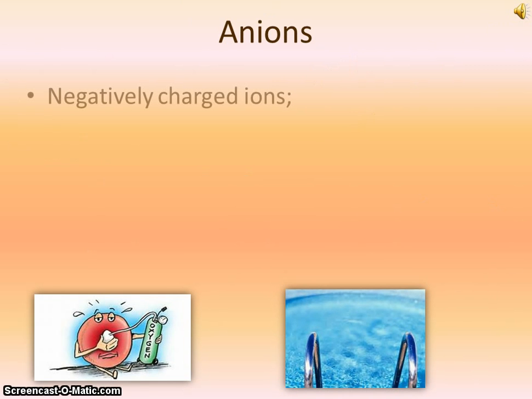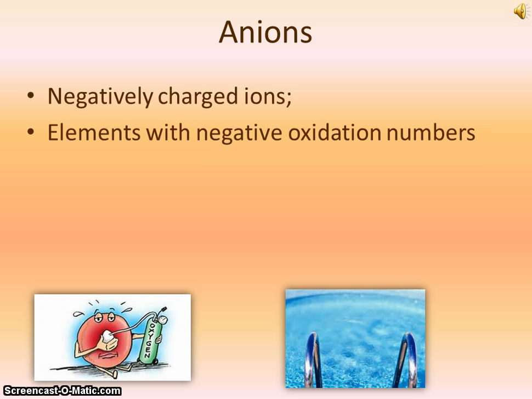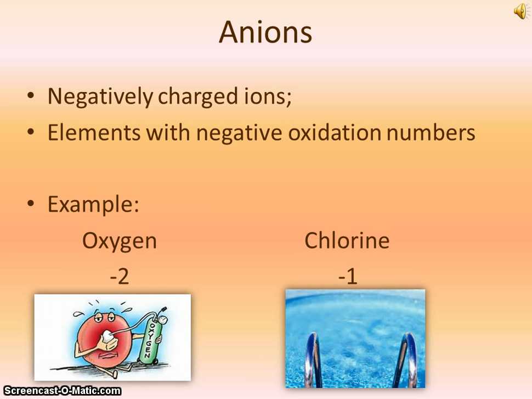Anions, negatively charged ions. Another way of thinking of this is elements with negative oxidation numbers. For example, as you see in the pictures below, we have oxygen, which has an oxidation number of -2, and chlorine, which has an oxidation number of -1.